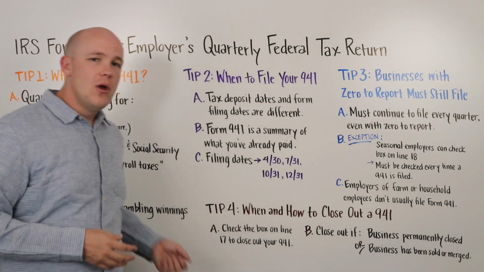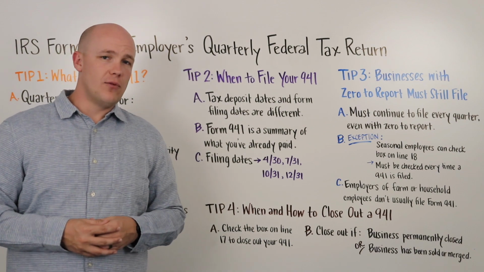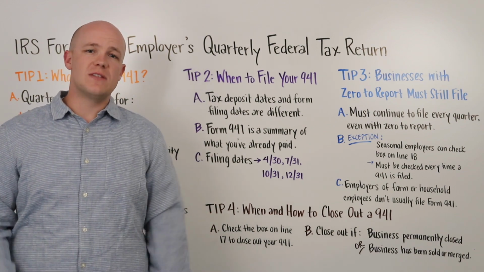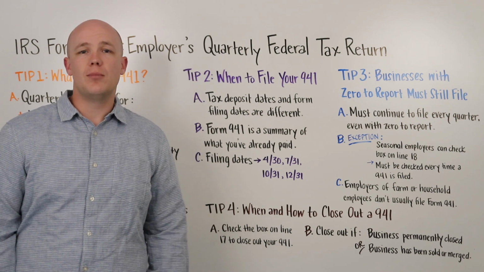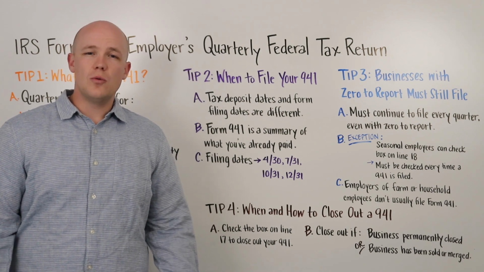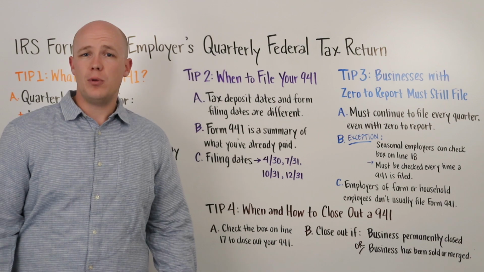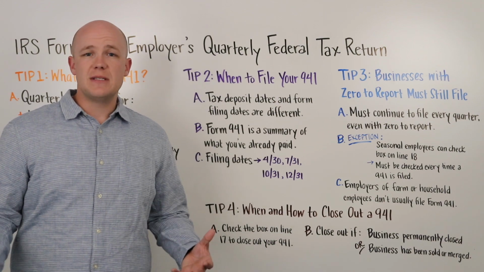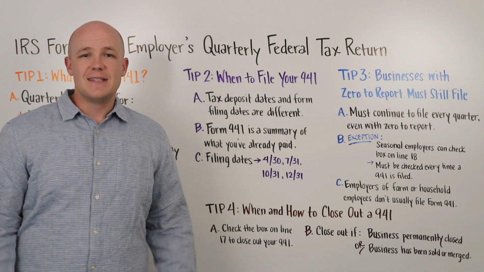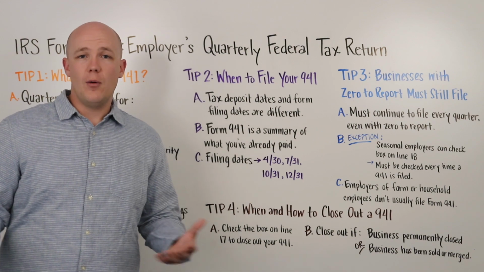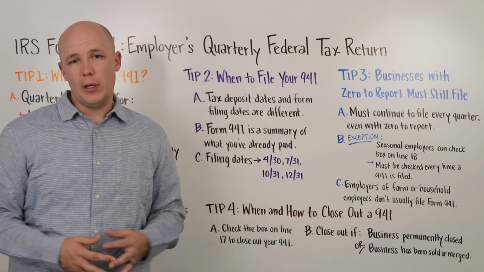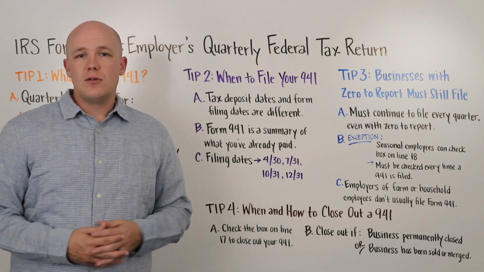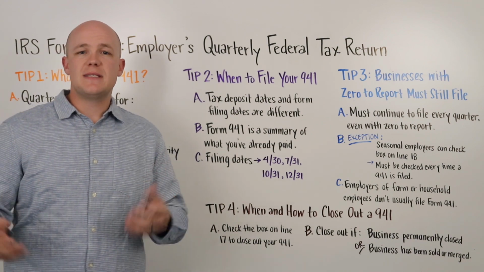Tip number four, when and how to close out a 941. Closing out a 941 is fairly simple. Just check the box on line 17 and enter the final date the employer paid wages. There are two reasons to close out a 941 for an employer. The first reason is because the business is closed permanently. In this case, the employer will no longer be paying out wages or collecting payroll taxes, so there's no need to continue reporting. The second reason to close out a 941 is a business sale or merger.